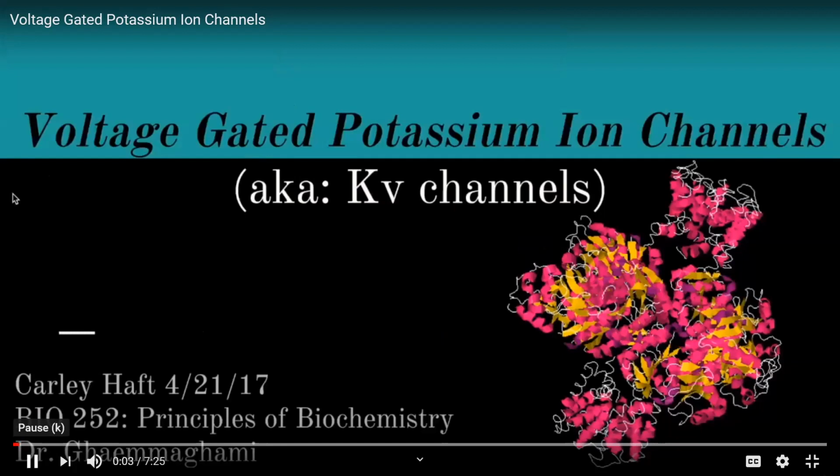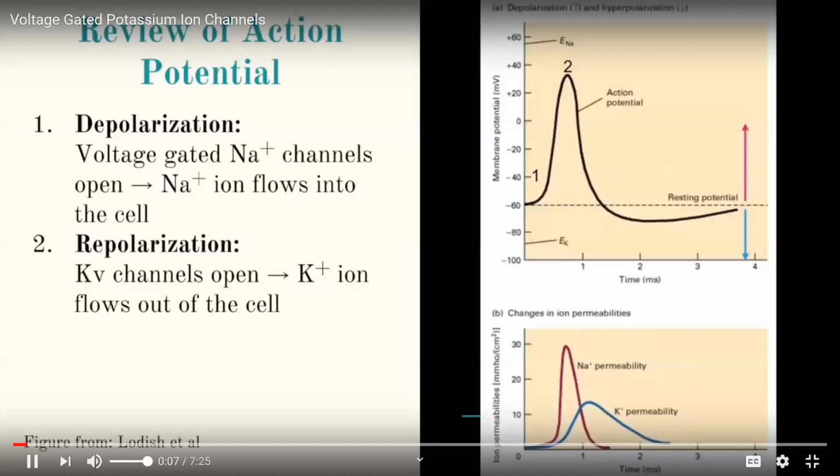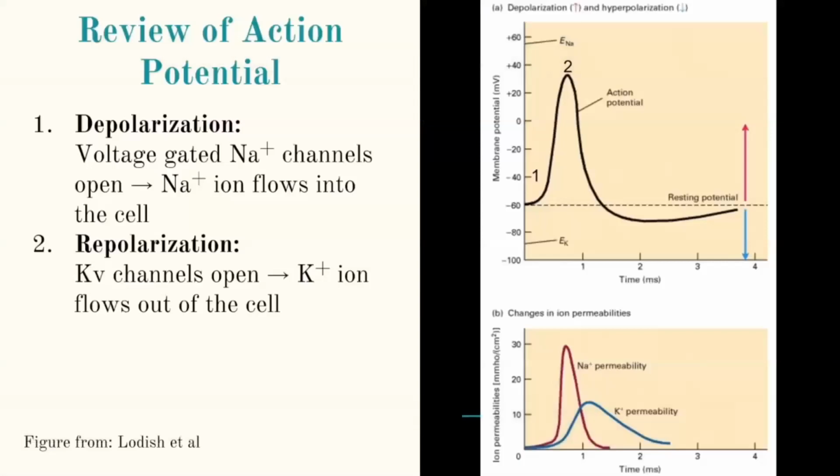Potassium ion channels, the KV channels, are proteins involved in the conduction of action potential. Before I get into the important structural features of this protein, I wanted to do a brief review of action potential. At action potential, a relay signal causes a change in the membrane potential. As the membrane potential reaches a threshold, the voltage-gated sodium channels will open. As a result, sodium flows into the cell. This is the beginning of depolarization.